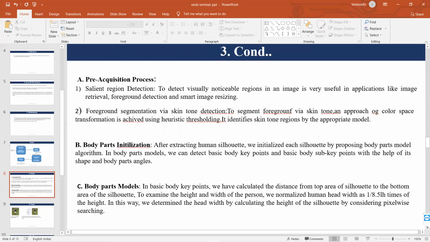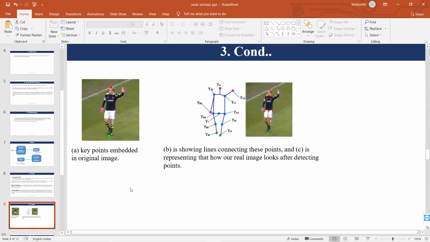In the body part model, we'll calculate the distance from the top area to the bottom area to examine the height and width of a person. First we'll normalize the human head width to 1 by 8.5 times of the height. In this way we detect the head width by calculating the height by considering pixels. These are the main 5 key points we'll detect.